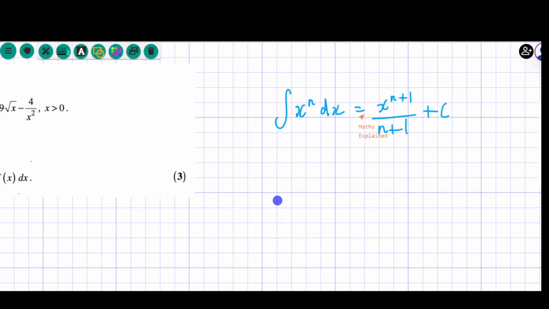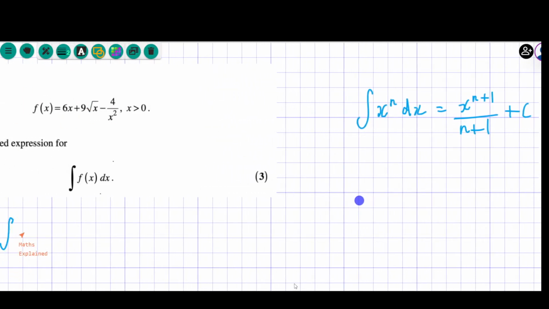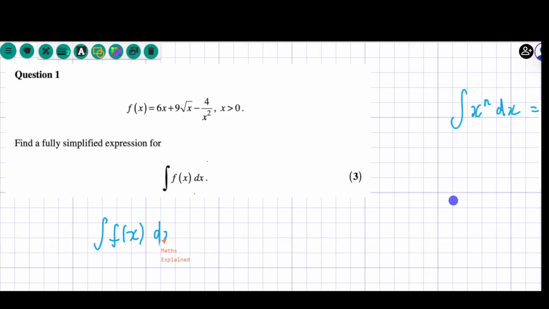But here we're going to apply this power rule to each term in this expression. This question says, find a fully simplified expression for the integral of f of x dx. Here's the function. So we just apply the power rule to each term. So the integral of f of x is, if we look at 6x, we add 1 to the power, that's going to be x squared, and then we divide by 2. So 6 divided by 2 is 3. So that's our first term.